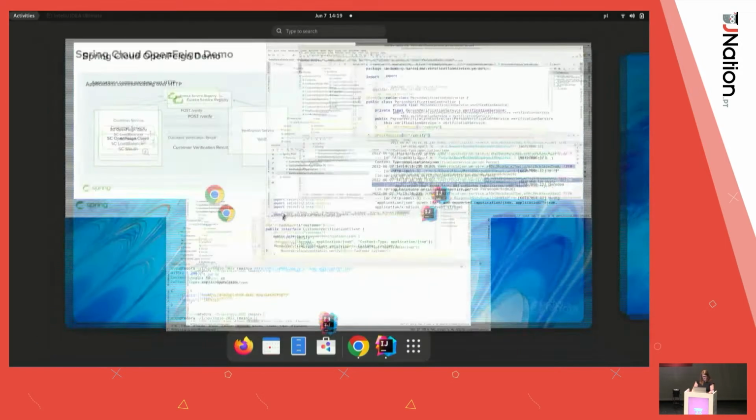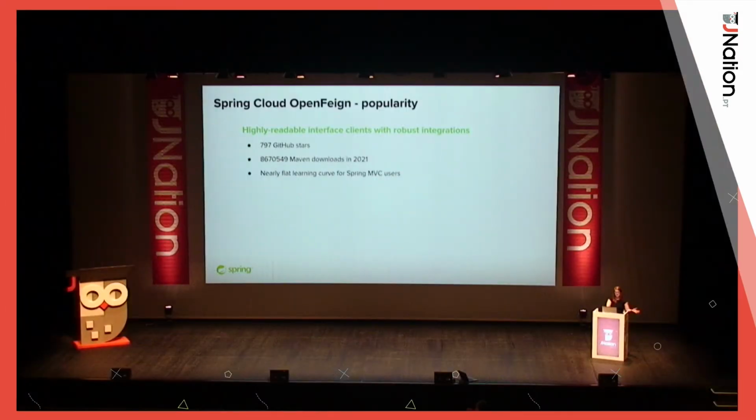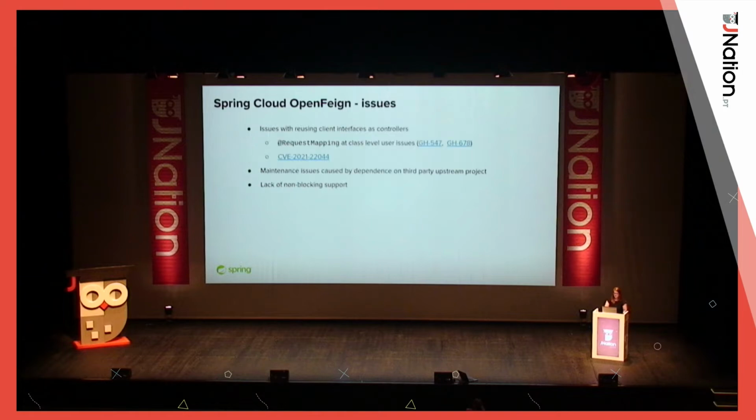Yeah, so going back to the presentation, this project is very popular. It has around 800 GitHub stars, but what is more important, it has a very big number of Maven downloads. Here you have the number just for 2021. And it is popular, we think, because it has a nearly flat learning curve for any Spring MVC users, because you can just copy-paste the annotations.